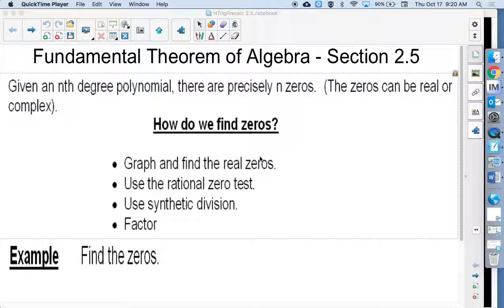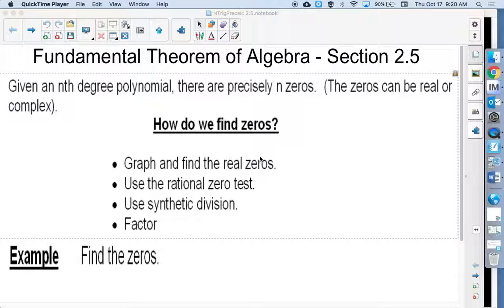So the fundamental theorem of algebra says whatever the degree of your polynomial is, in this case an nth degree polynomial, there are exactly that same number of zeros. So if my degree is 5, I should have 5 zeros. If my degree is 10, I would have 10 zeros. The zeros can be real, and now that we know about imaginary numbers, they can also be imaginary.